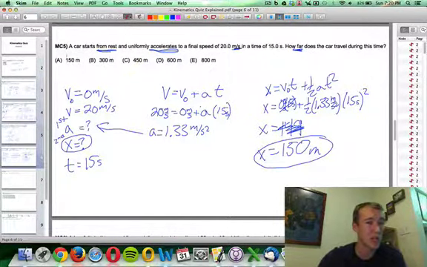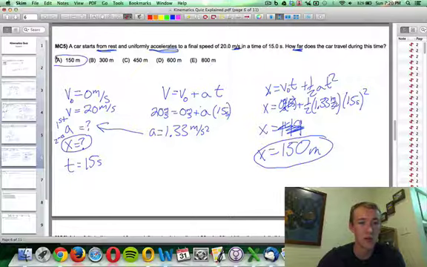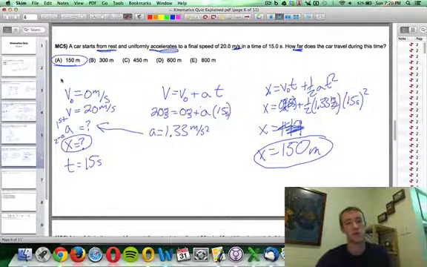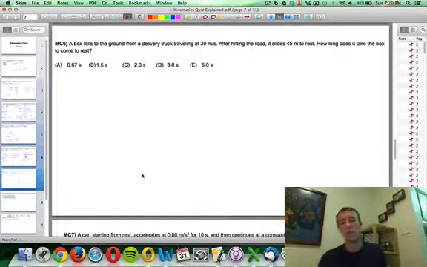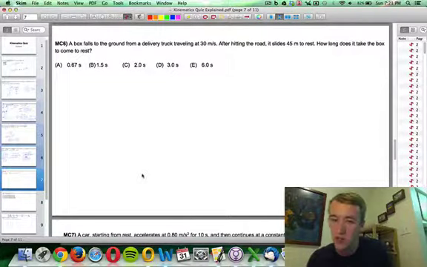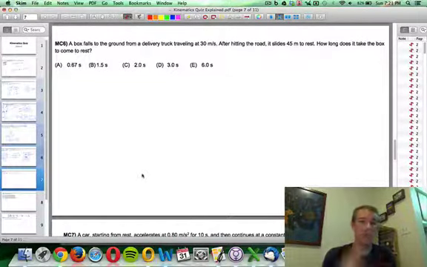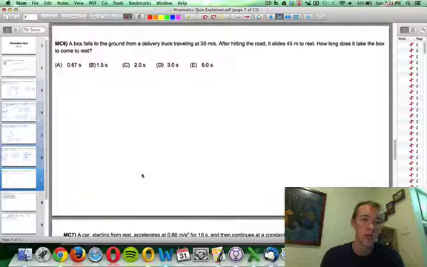Multiple choice is nice because you get to check and see if your answer's up there. Letter A, 150 meters. Good work, team. Let's move on to number 6. Number 6 is very similar in that you're given some velocities, you're given displacements or times. It's an acceleration problem. We're in kinematics.